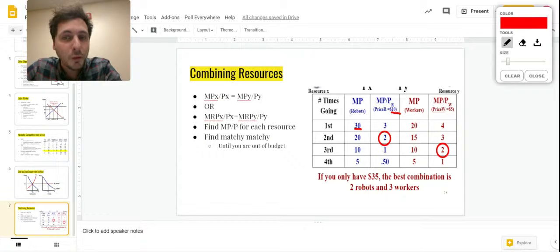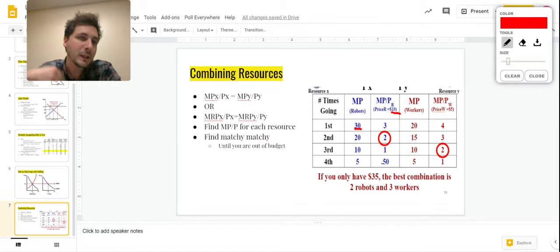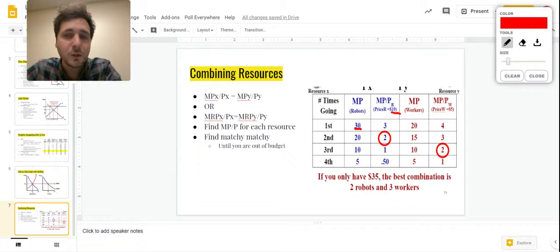My second one is 20, marginal product. When I get my second robot, it gives me 20 additional units of output. My price of that is $10, so 20 divided by 10 is 2. 10 divided by 10 is 1. 5 divided by 10 is 0.5.